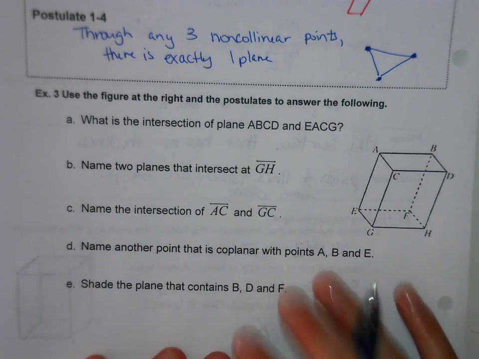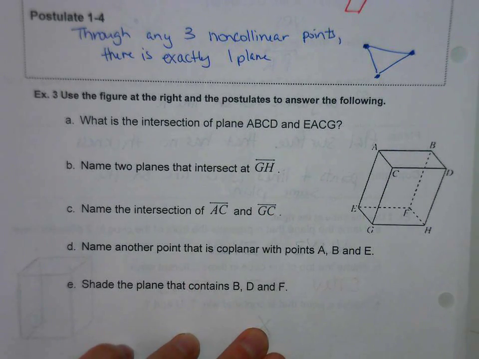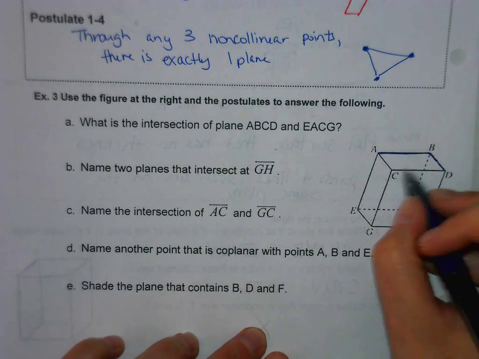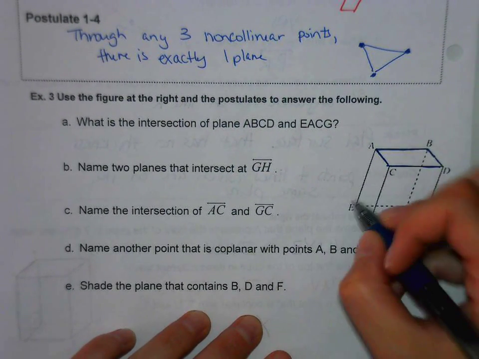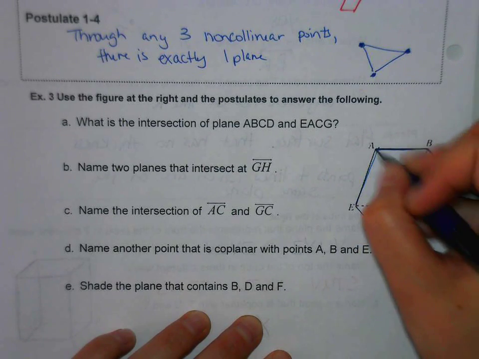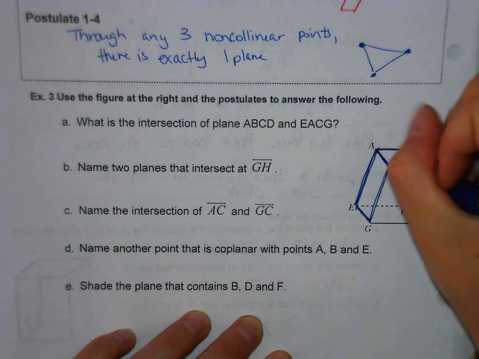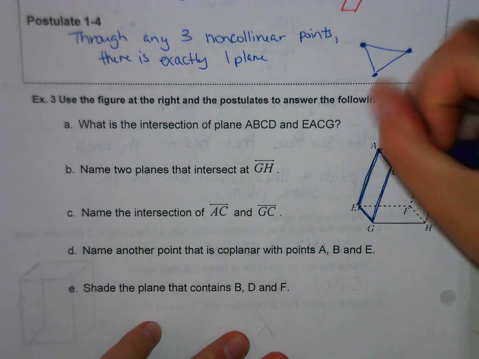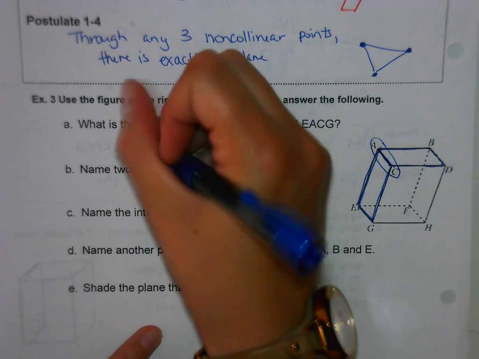So let's take a look at example 3. What is the intersection of plane ABCD and plane ACGE? We have these 2 planes. We want to know where they intersect, where they touch, and the only place they touch is at line AC.